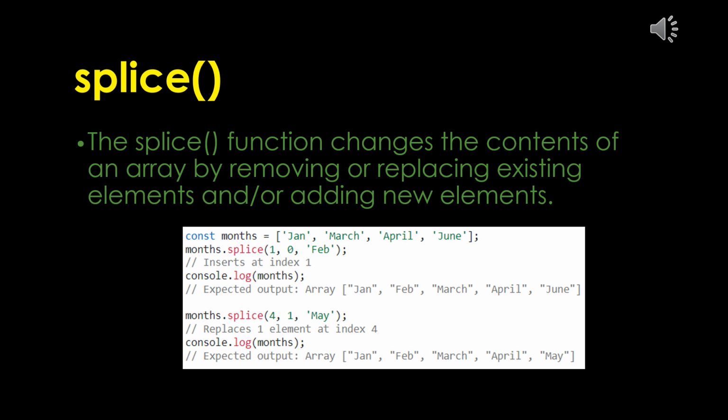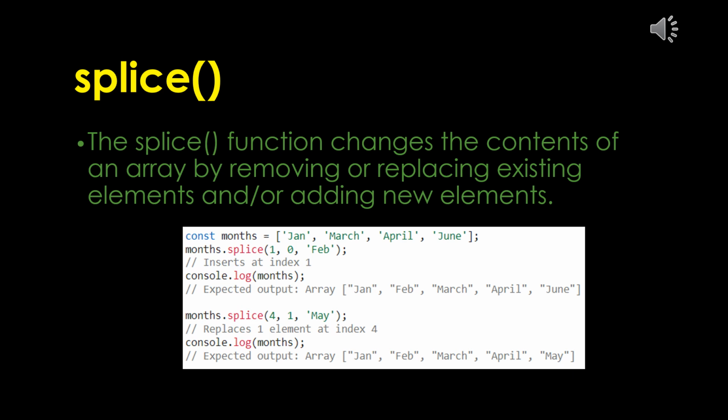Splice function is similar to slice. It changes the contents of the array by removing or replacing existing elements and/or adding new elements. For example, we have a months array which has January, March, April, and June. It is missing February and May. So we are using the splice method to insert February and May here.